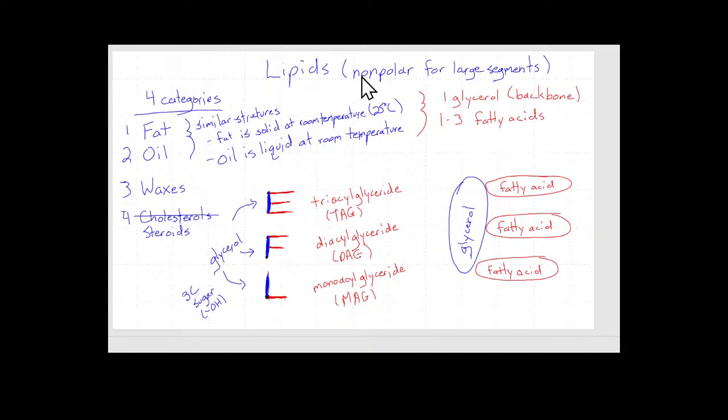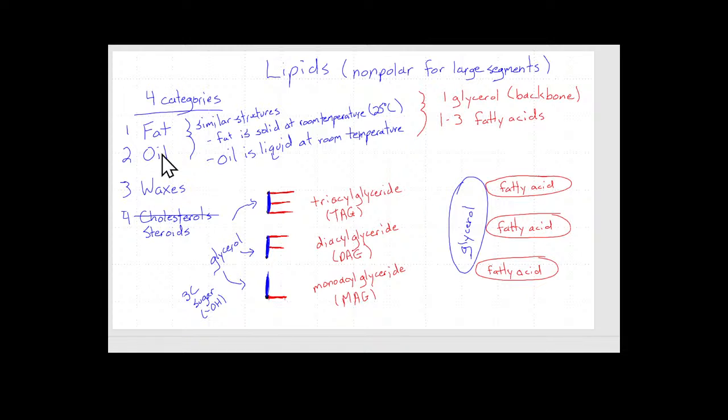Okay, so lipids, zooming back out. We were just talking about hydrocarbons for a long time, but these are nonpolar for large segments, those regions where it's the hydrogen and carbons that make them up. We're going to cover 4 categories of lipids: fat, oil, waxes, and I had written cholesterol, but the more general term is steroids. We're going to draw out a molecule of cholesterol, and that's why I accidentally said cholesterol was the 4th group.